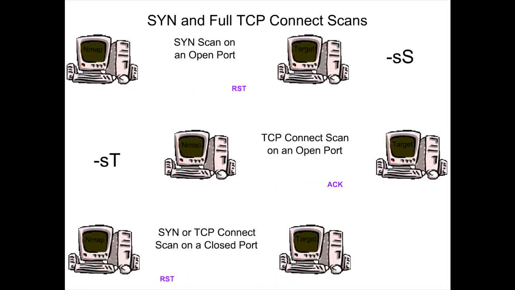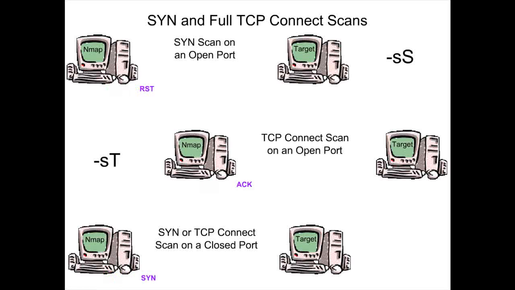SYN scans have the advantage of being more stealthy than a full connect scan, but a good IDS will still detect them. The middle animation illustrates a full TCP Connect scan, which is the only scan type you can do without root privileges. Full TCP Connect scans do a complete three-way handshake. Nmap will send a SYN packet to a certain port on the target host. If that port is open, the target will send back a SYN acknowledge packet. Now that Nmap knows the port is open, it completes the connection with an ACK packet, then finishes communications.